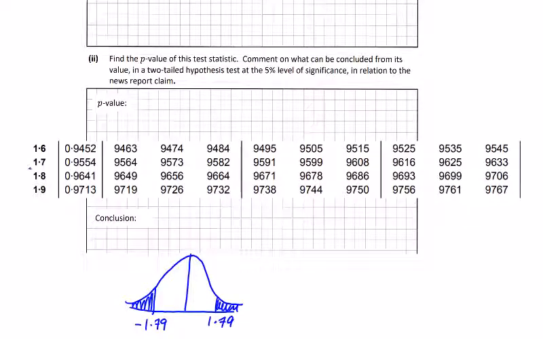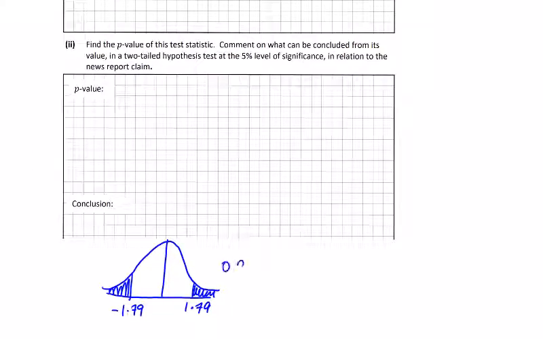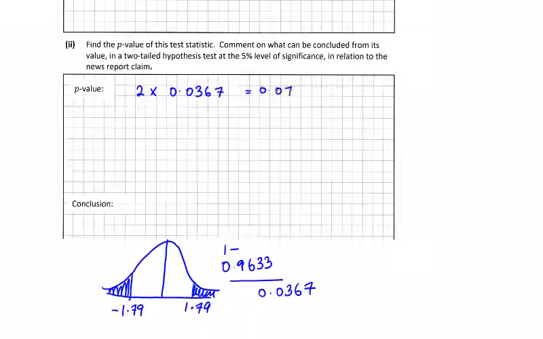1.79 is the last one, 0.9633. So 1 minus that is going to give me 0.0367. So the p-value is 2 times 0.0367, which is going to give me 0.0734.